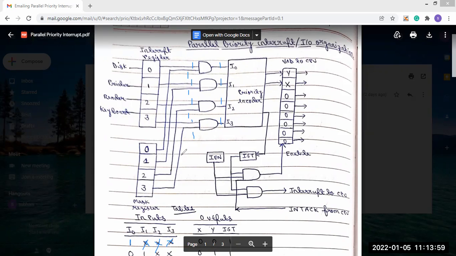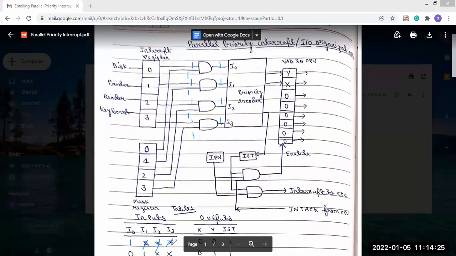That's why for the other devices, that means for I1, I2, I3, the input will be a don't care condition. Because if the high priority device generated the interrupt, then we do not have to look at whether other devices generated an interrupt or not. We will simply put don't care condition.